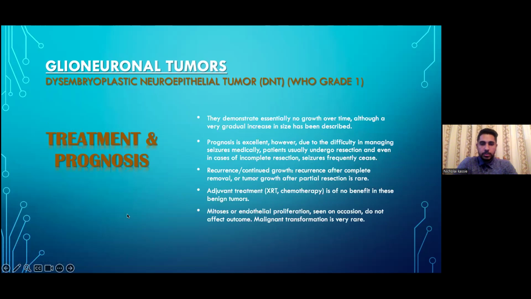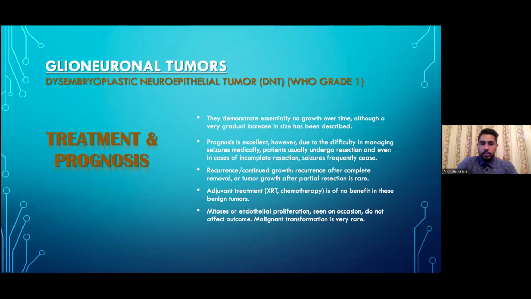Treatment and prognosis: they demonstrate essentially no growth over time, although gradual increase in size has been described. Prognosis is excellent. However, due to the difficulty in managing seizures medically, patients usually undergo resection, and even in cases of incomplete resection, seizures frequently cease.